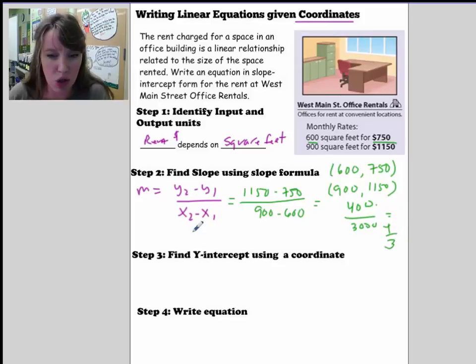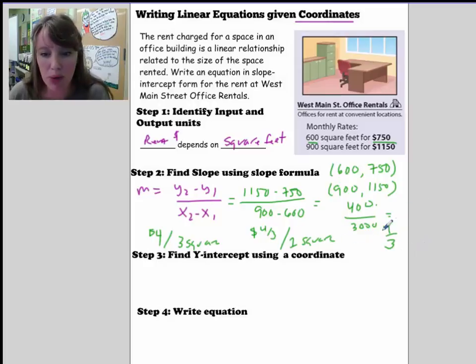Okay, that gets interpreted as $4 for every 3 square feet, or 4/3 of a dollar per 1 square foot. Well, that would be like $1.33 essentially per square foot. Okay, but we only need the number here. So 4/3 is going to be sufficient for writing the equation.